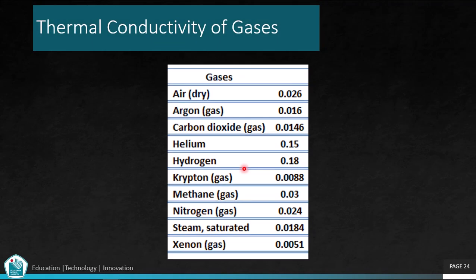So this is some value of the thermal conductivity of some gases. You can see here hydrogen and helium, which are light gases, have higher thermal conductivity than, for example, krypton or xenon.